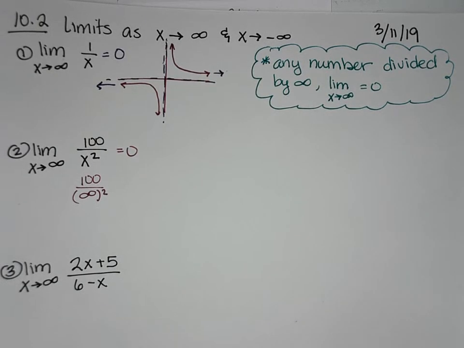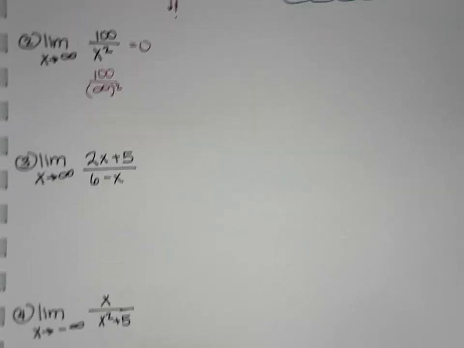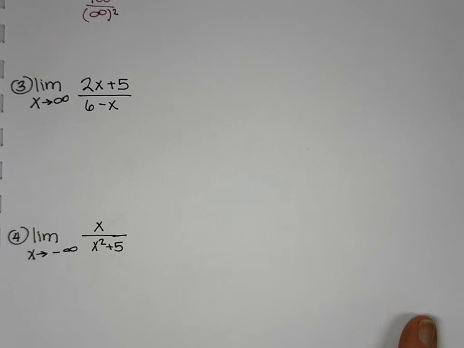Okay, so if we look at number 3, we do have an x in the bottom here, but it's not by itself, and that's where we have an issue. We wouldn't necessarily be going to infinity because we have another number. So we can only have it equal 0 if there's only an x in the bottom.